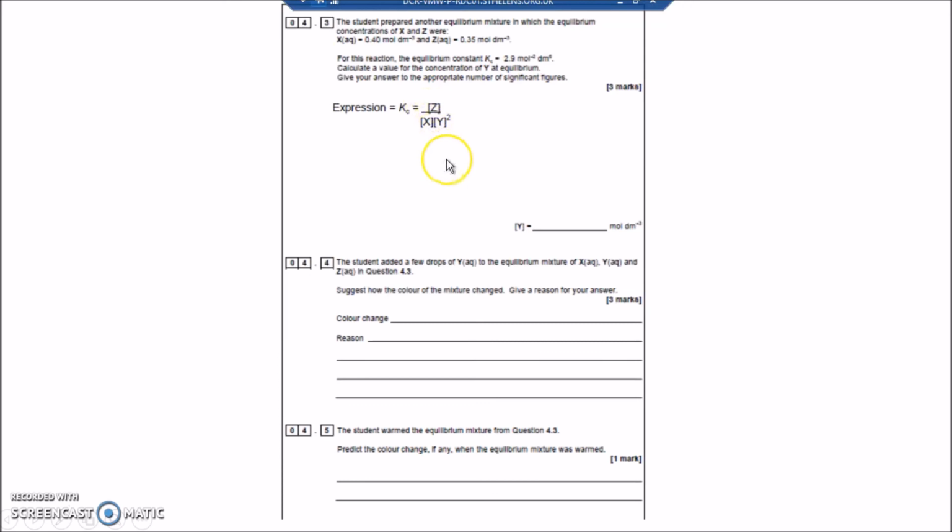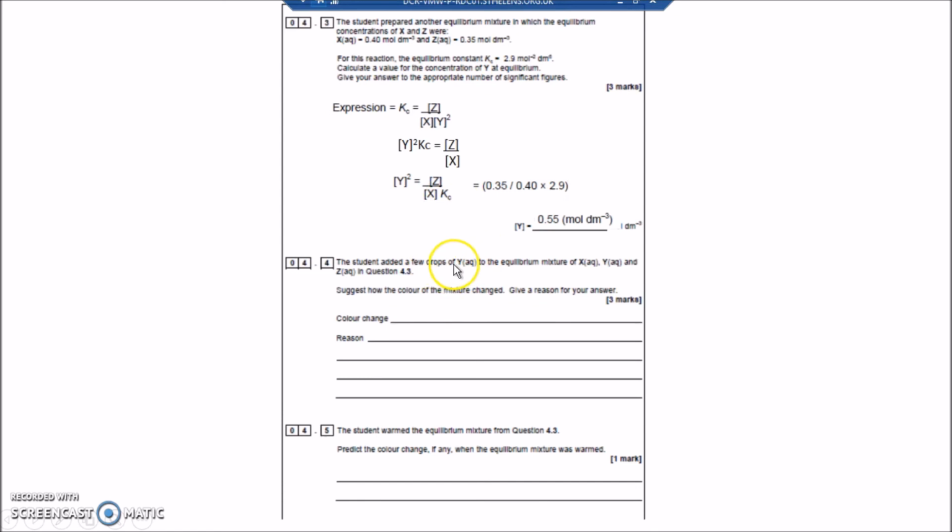Square brackets mean concentration. Then what you can do is rearrange. So I'm going to take Y squared from the bottom on this side to the top on the other side. Then I'm going to divide both sides by Kc and take Kc down onto the bottom on the other side. So now Y squared equals Z divided by X divided by Kc. If you put the numbers in then for Z and X and Kc, 0.35 divided by 0.4 divided by 0.29, and then if you square root it, so that's Y squared, square root it, Y will be 0.55.